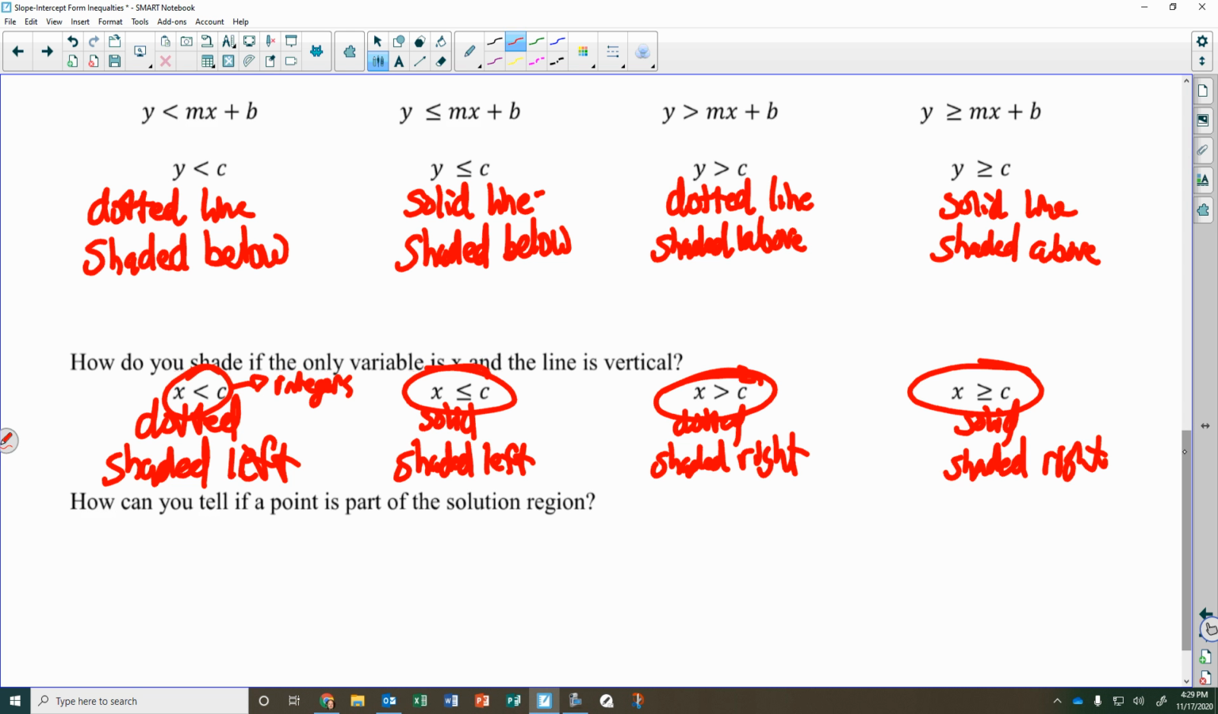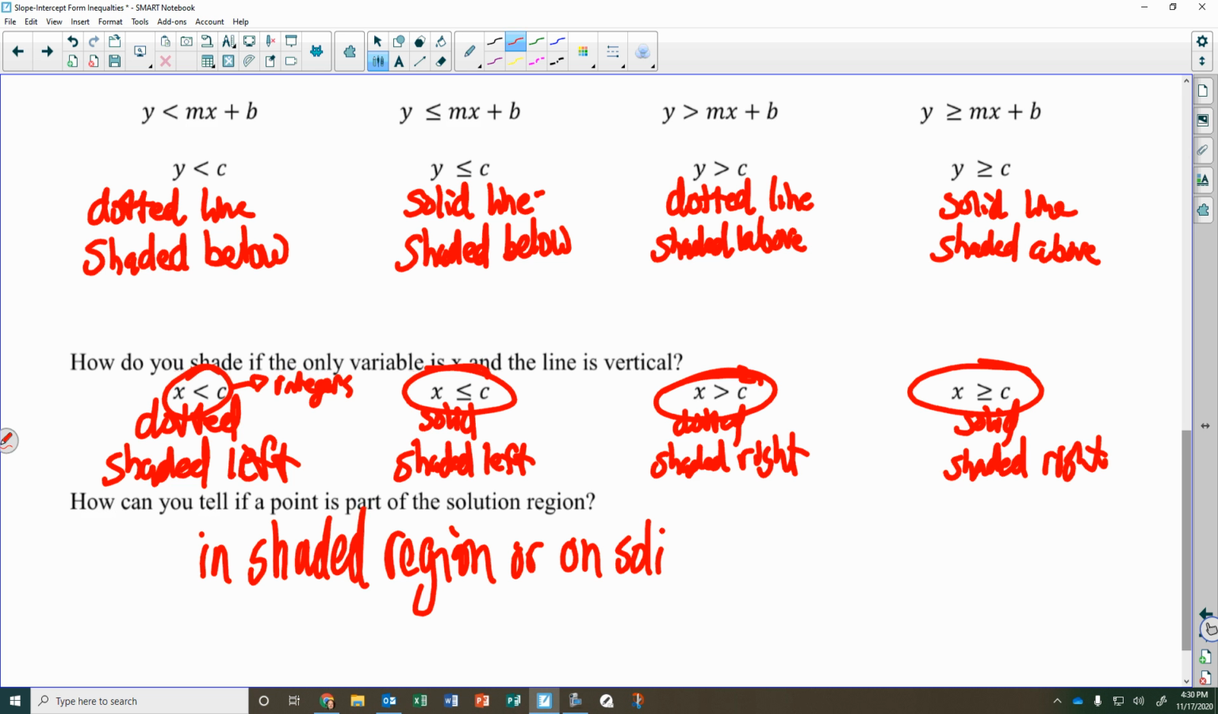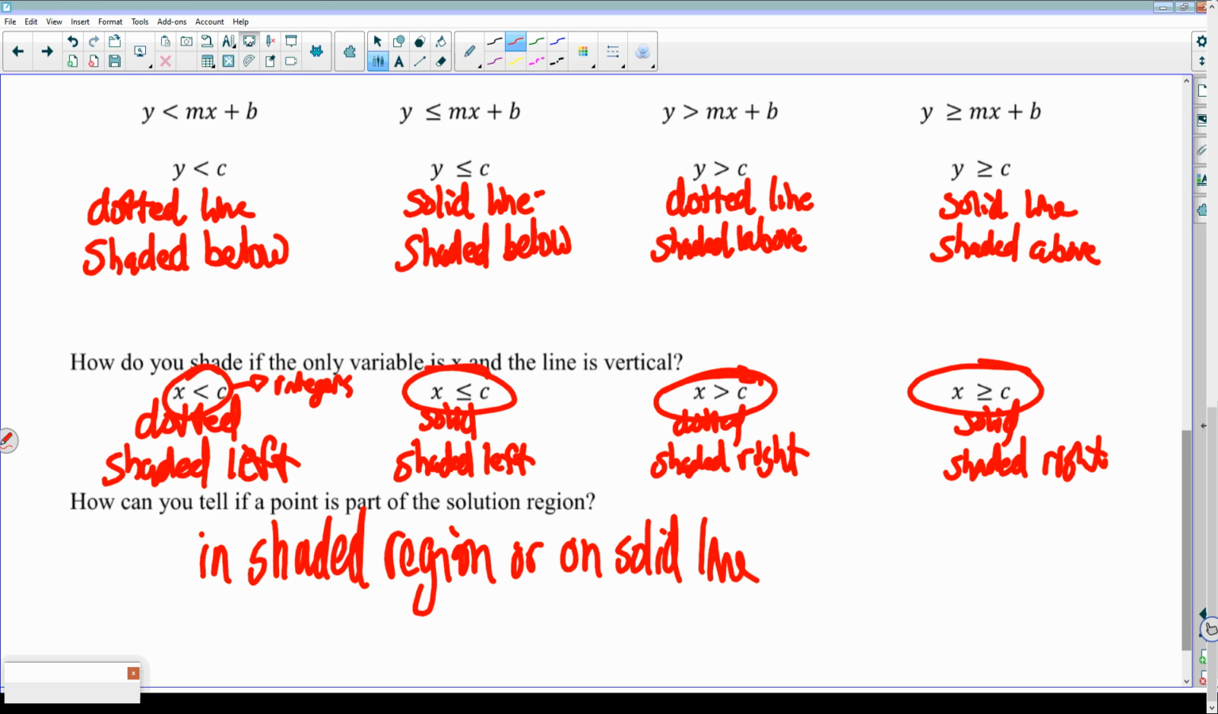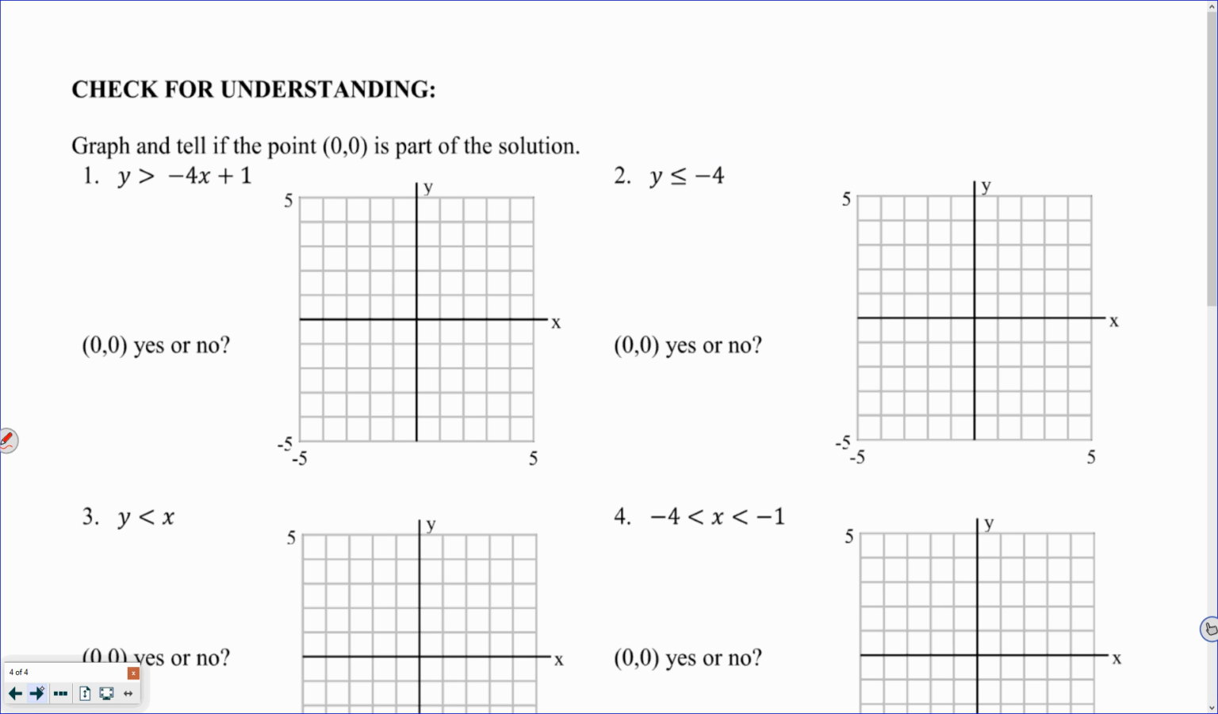So it says, how can you tell if a point is part of a solution region? Either the point falls in the shaded region, or it's on a solid line. It has to be solid. So let's do a couple examples to explain what all this means. Checking for understanding.